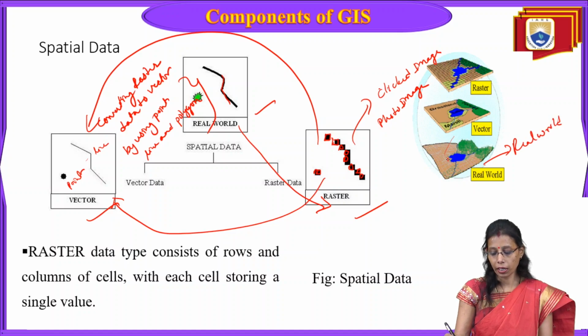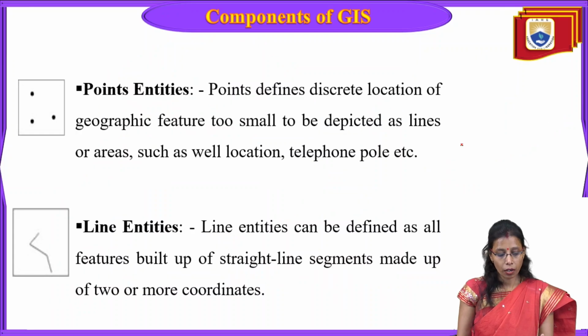Okay. And from the real world it is converted to vector and raster. So this is the raster. From raster we can convert to vector. So these are the two types of data. Now if we talk about the spatial data in vector, we have point entities, we have line entities, we have polygon entities. So what is a point entity?